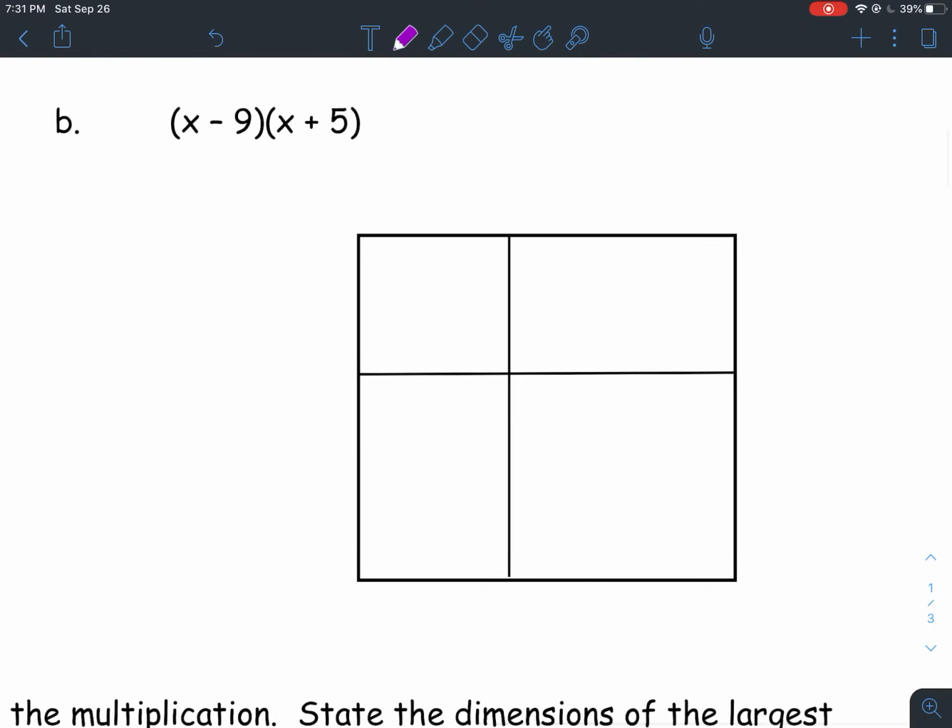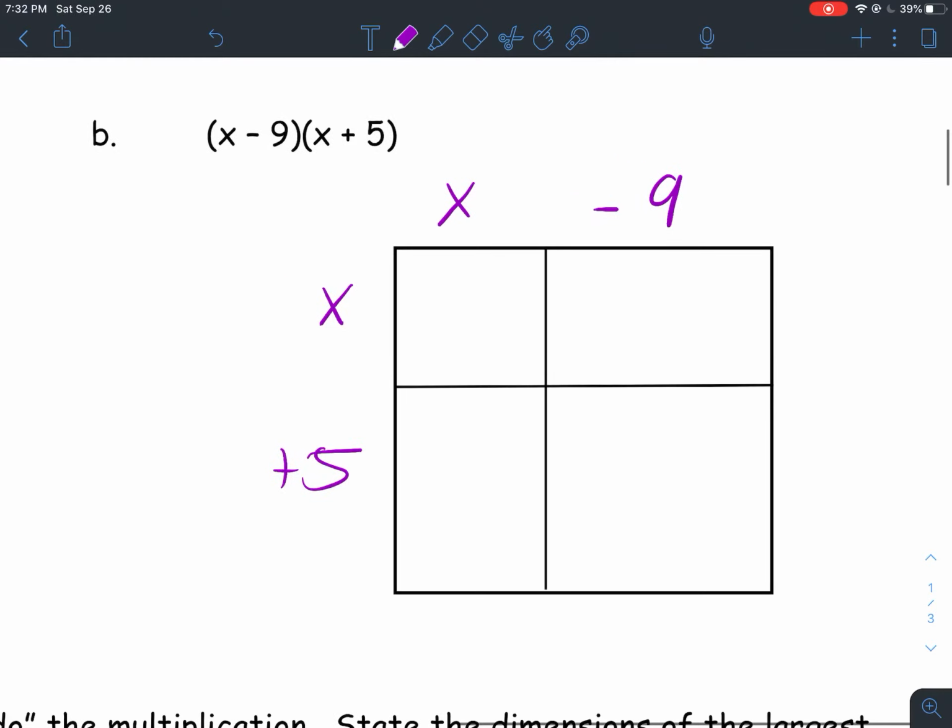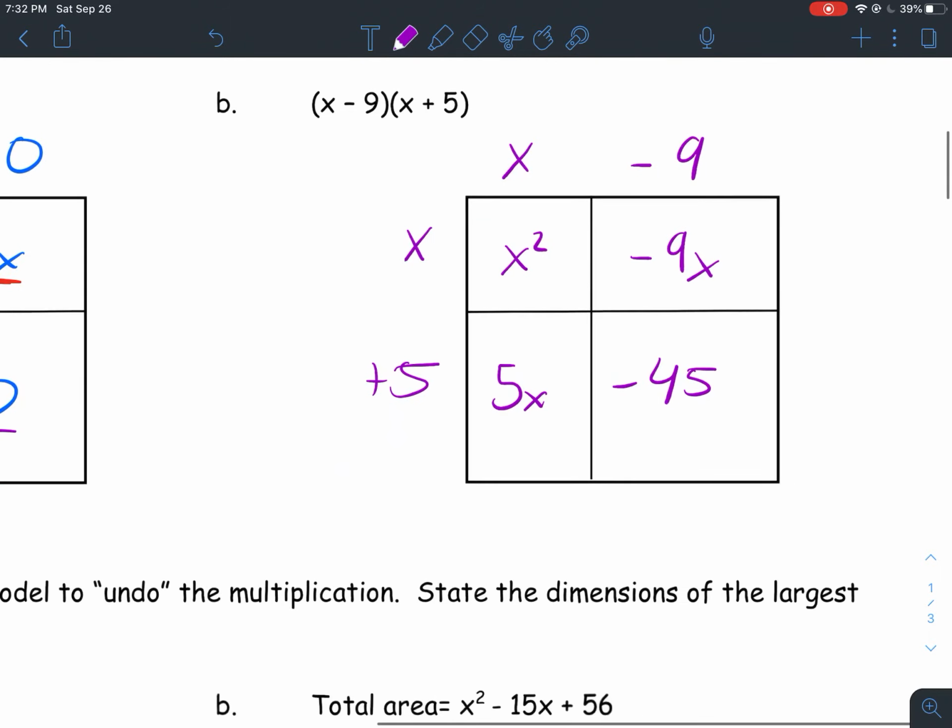Next one. Go ahead, set it up. You would do x minus 9 on the top, x plus 5 on the bottom. Go ahead, multiply those out, and let's see what you get. So when I multiply these, I get x squared, 5x, negative 9x, and negative 45.